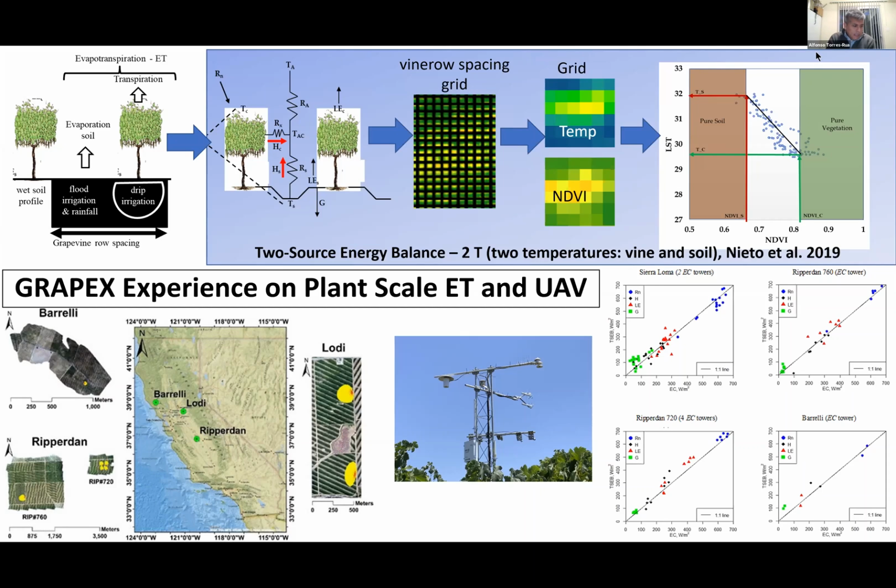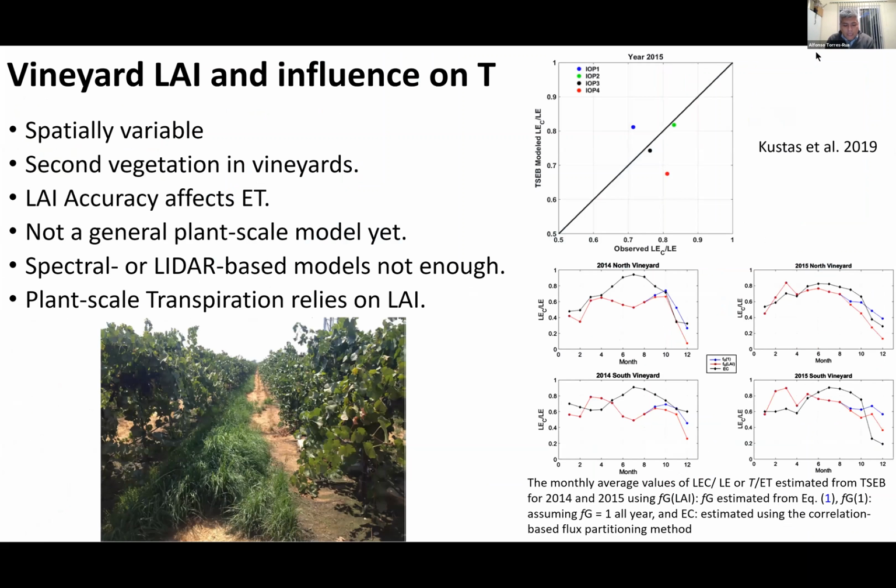records. And so far, we have found that the two-source energy balance model has an accuracy of plus or minus half a millimeter per day for evapotranspiration. So the two-source energy balance model can internally estimate or can separate interrow and vine water contributions to evapotranspiration.